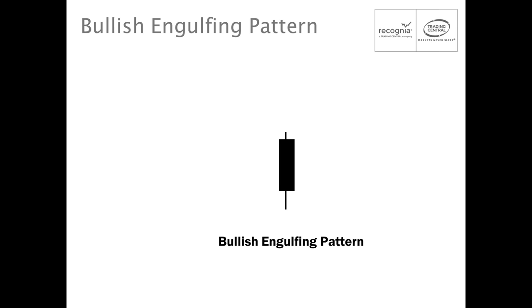There's also a bullish counterpart called the bullish engulfing pattern. And as you might suggest, the bullish engulfing pattern is the exact opposite. We have a black candlestick, which is followed by a white candlestick, which completely engulfs the real body of the preceding candlestick. This is a bullish engulfing pattern.